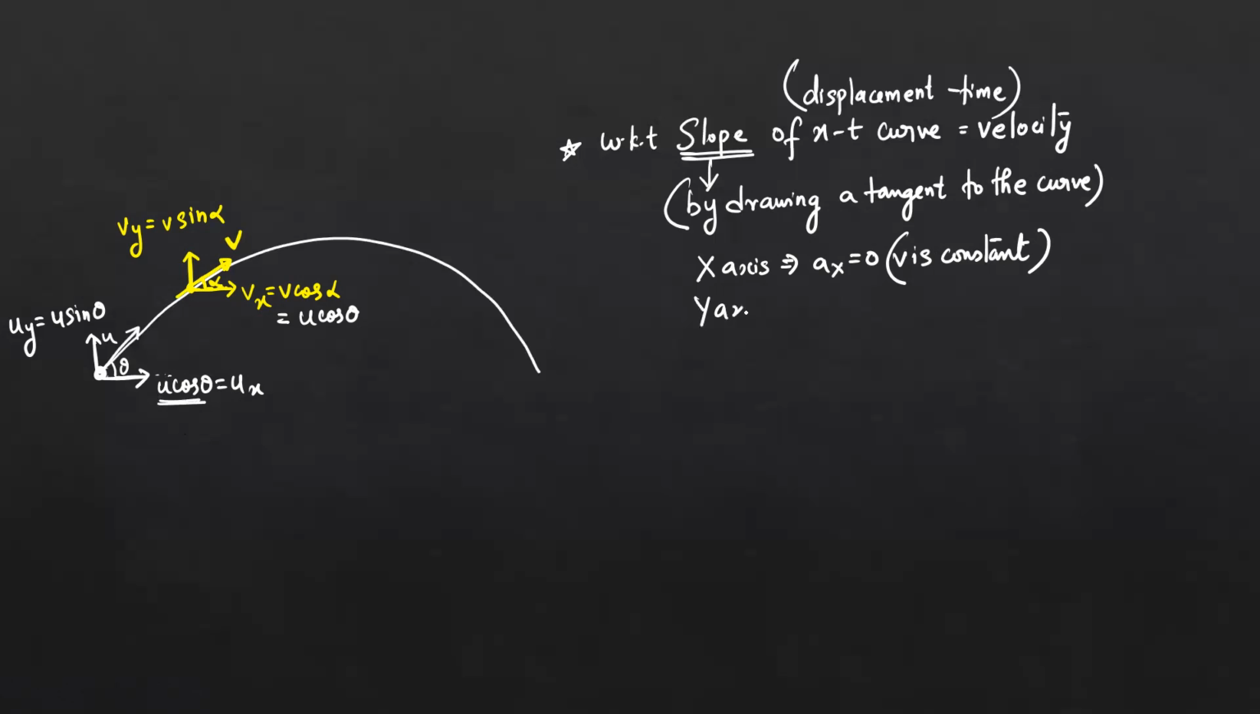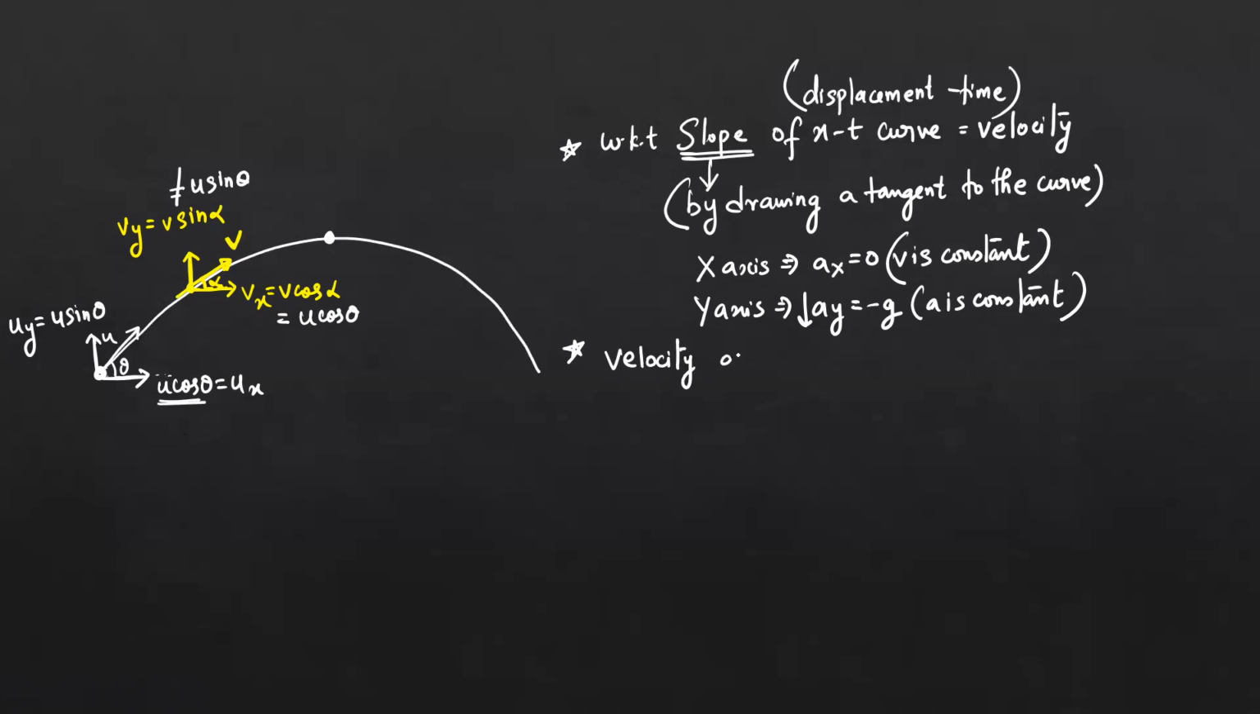And along the y-axis, acceleration is equal to minus g. Acceleration is constant, not velocity. So V sine alpha is not equal to u sine theta, because along the y-axis there is acceleration. So velocity will keep changing, but along the x-axis, velocity is constant. Then the important point is the velocity at the highest point. This is a very important point.